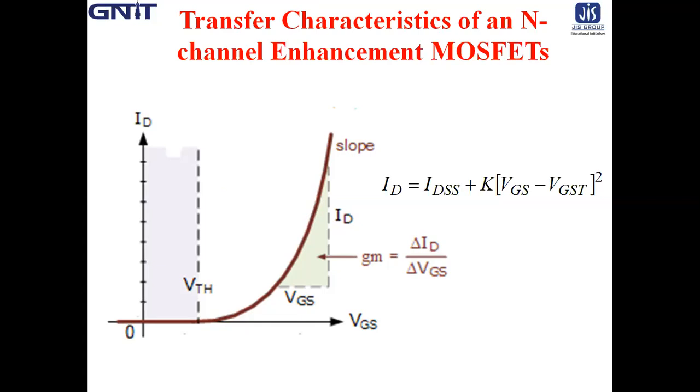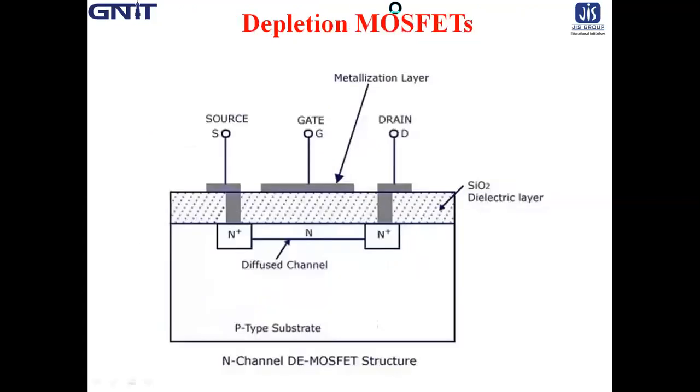Next is the depletion type MOSFET. So this is the N-channel depletion type MOSFET. The structure and construction of the N-channel depletion MOSFET is similar to that of an N-channel enhancement type MOSFET, except that here, see, a lightly doped N-channel is diffused between source and drain regions, see in the figure.